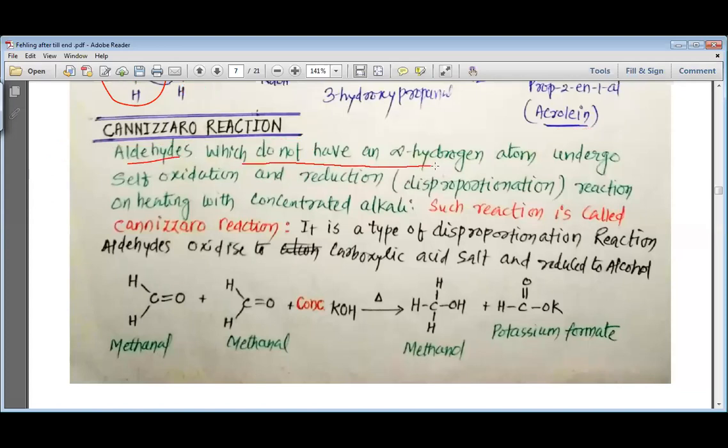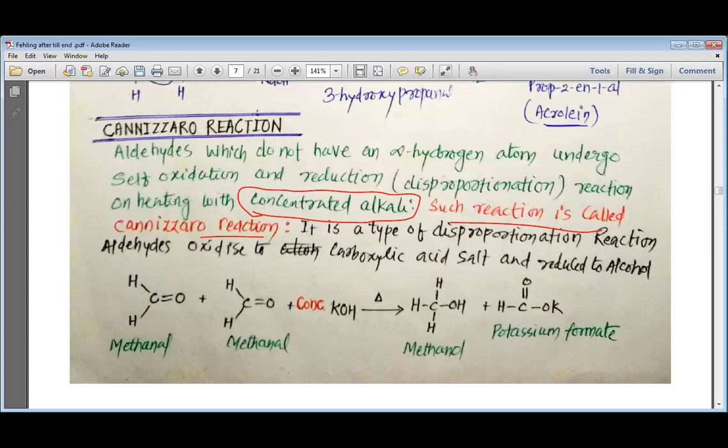Aldehydes which do not have an alpha hydrogen atom undergo self-oxidation and reduction. So once the oxidation takes place, another time the reduction takes place from the same compound. That is the reaction which we call a disproportionation reaction, on heating with concentrated alkali. Please remember that in the aldol condensation we used dilute alkali, but here in the Cannizzaro reaction, we use concentrated alkali. Such a reaction is called the Cannizzaro reaction.